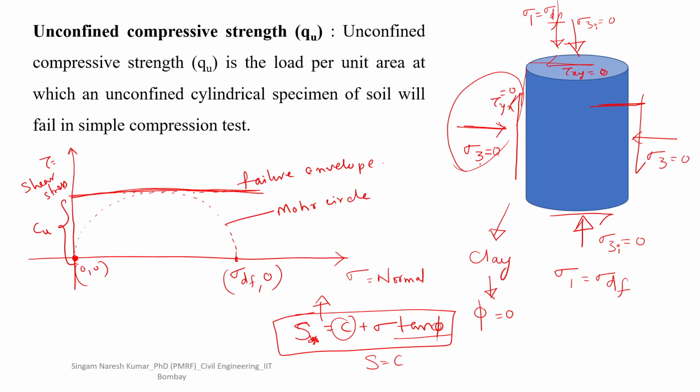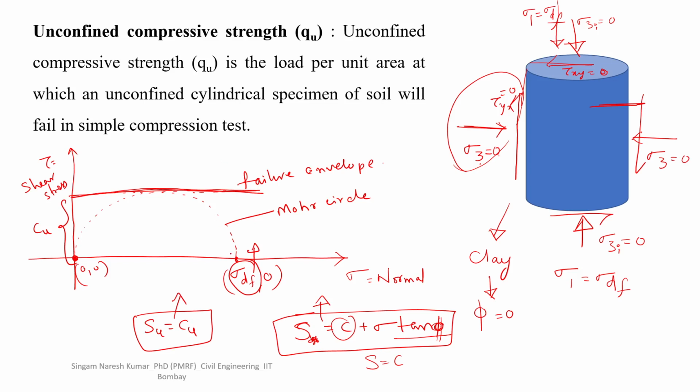And here the shear strength will become undrained shear strength, which is also equal to undrained cohesion, because phi equal to 0, this term will become 0. So that's how SU equal to CU. Now here, sigma df is the only vertical compressive stress, and according to the definition of the unconfined compressive strength, it is the load at failure, right? And sigma df is also stress at failure. So unconfined compressive strength is also stress at failure.